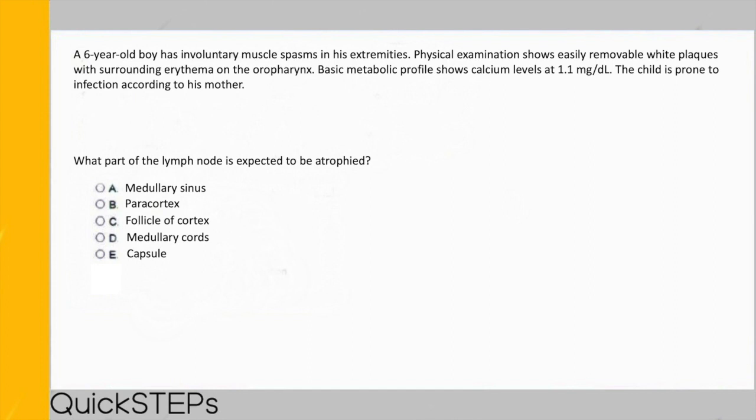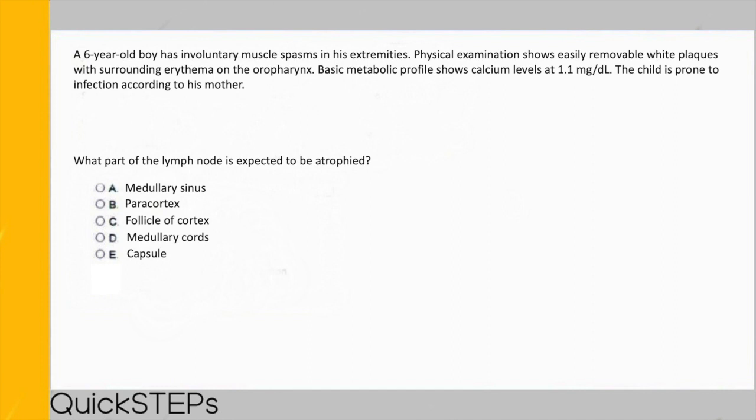Okay, so let's just go through the answer choices. We have medullary sinus. What cells reside in the medullary sinus? So you should be saying macrophages. Macrophages or histiocytes largely occupy the medullary sinuses. How about the paracortex? T cells, right? Paracortex contains T cells. The follicle has those germinal centers. That's where the B cells activate. And then we have medullary cords. And the medullary cords is where plasma cells, B cells, and some macrophages also exist.